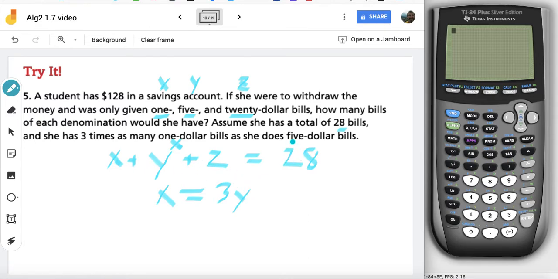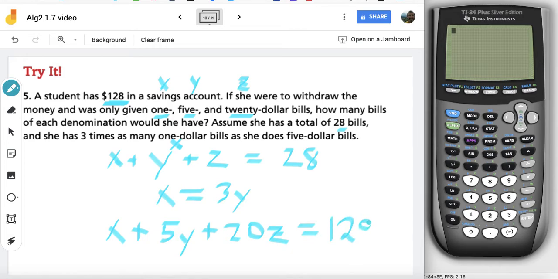Let's see if there's anything that I forgot. A student has, I haven't used this yet, $128. So how could I use that? Like this. If this is the number of $1 bills, plus if I take the number of $5 bills and multiply that by 5, and then I take the number of $20 bills and multiply that by 20, I will get $128.